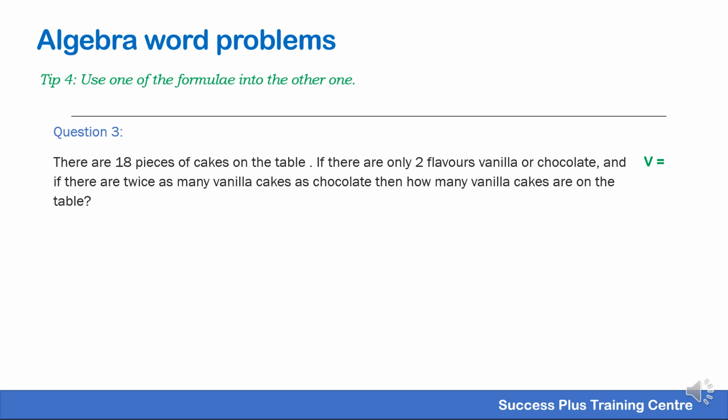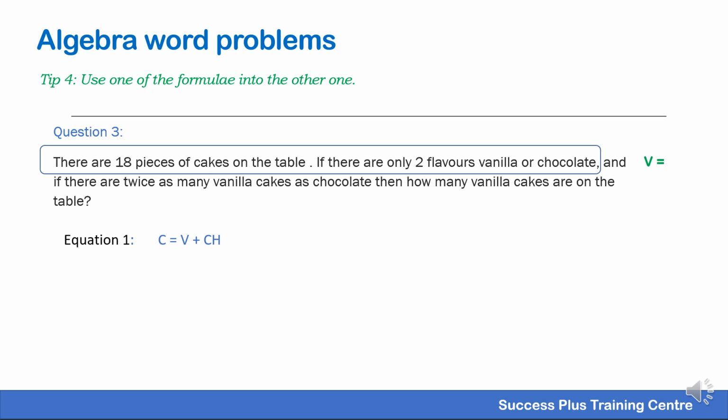This means the 18 pieces of cake is going to be the addition of the vanilla cakes to the chocolate cakes. So if we were to convert the first phrase into an equation, there are 18 pieces of cake on the table. There are only 2 flavors, vanilla or chocolate. This can be converted to C equals V plus CH. C stands for cakes, V stands for vanilla cakes, and CH stands for chocolate cakes.